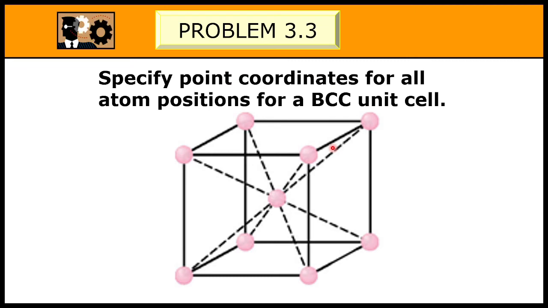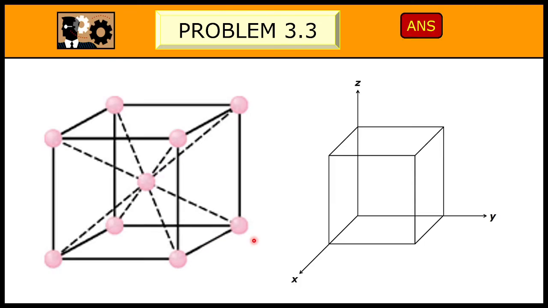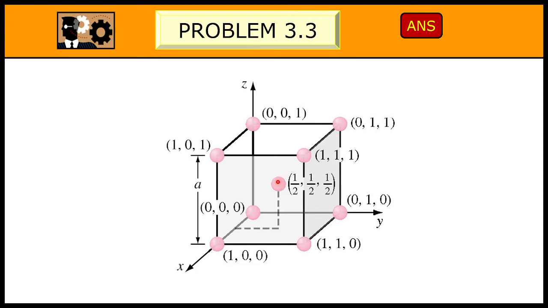Okay, let's go for the third example. Specify point coordinates for all atom positions for a BCC unit cell. BCC is a unit cell with one atom at the center and the other atoms at the corners. So, draw a Cartesian coordinate system, and then we can write the coordinate for each point.